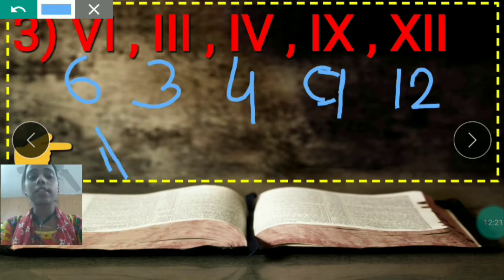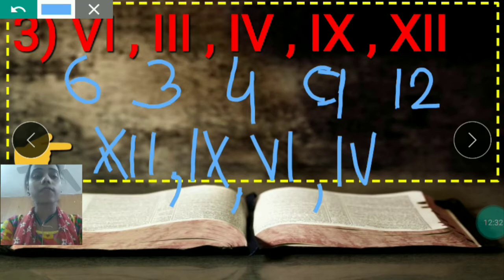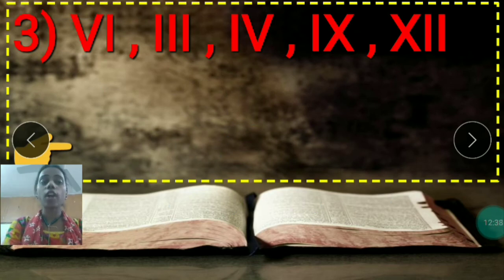So, how we will arrange it? XII, 12. After 12, which one is greatest? 9 is greatest. After 9, 6 is greatest. So, I will write 6. After 6, 4 is greatest. And after that, 3 is there. So, student, in this way, we will arrange the numbers in descending order.